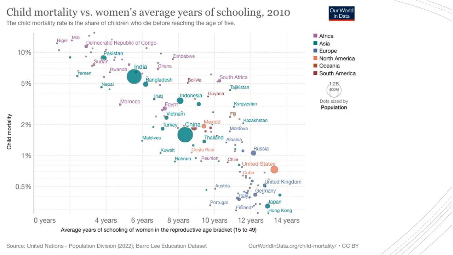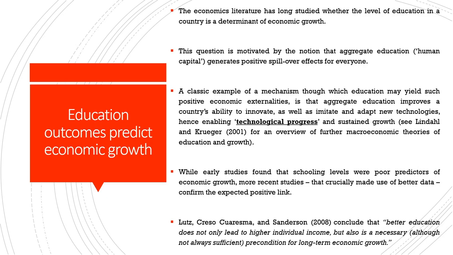If you look at this visualization, you would see a downward sloping curve, which basically says that as the years of education increase for women, the x-axis shows the average years of schooling of women in the reproductive age bracket, and the y-axis shows the child mortality levels. It basically shows that as women's education levels increase, the levels of mortality among children have declined. That seems to be one of the important aspects of looking at education as having social returns.